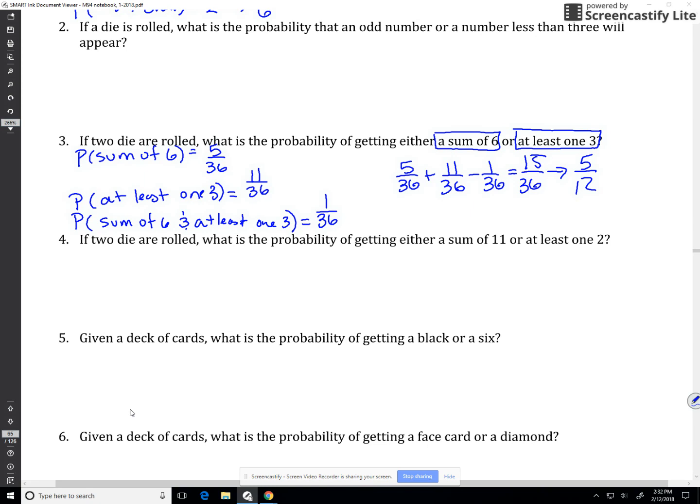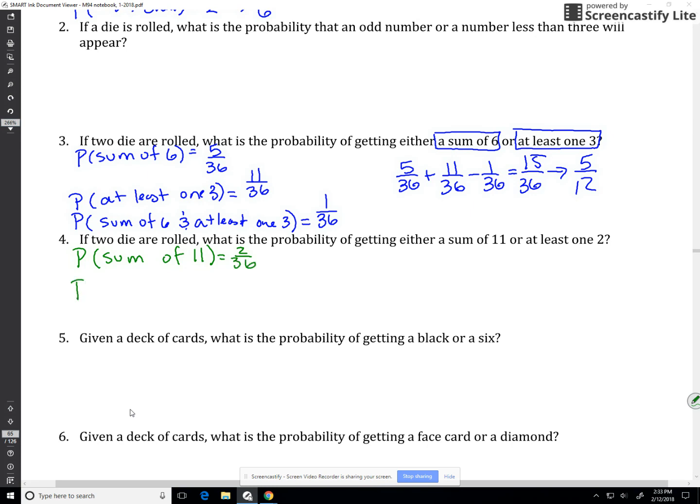Number 4 is really similar. So it says if 2 die are rolled, what is the probability of getting either a sum of 11 or at least 1 2? So a sum of 11, that's only 2 ways that we can do that. I can either roll a 5, 6 or a 6 then a 5. So that's a 2 out of 36.